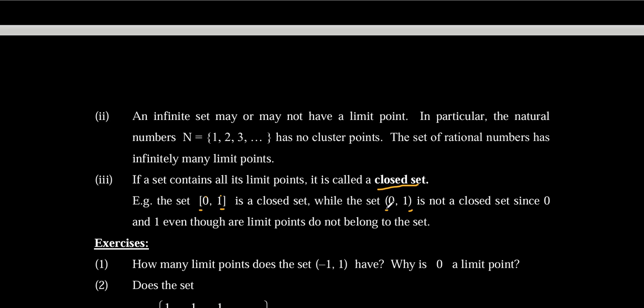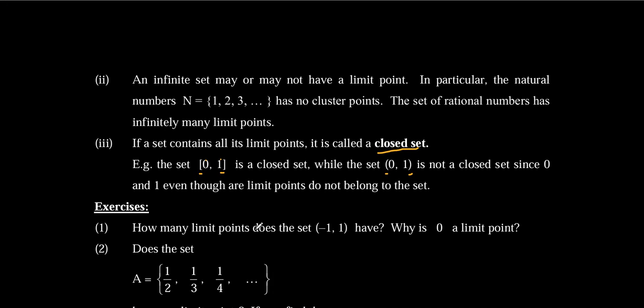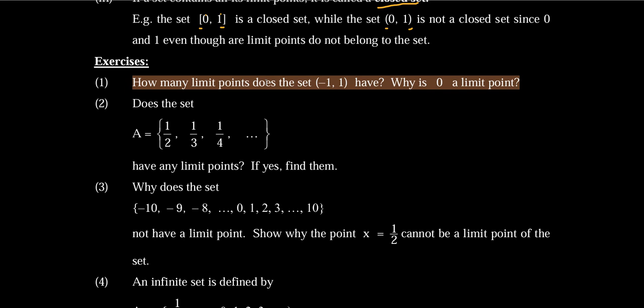So when you see something like it's not a closed set, this is a closed set because it contains all of its limit points. So for example, 1 is a limit point of the set, so can you say 0, right? Now another question arises: how many limit points does the set (-1, 1) have? Why is 0 a limit point, right? Now this is pretty simple. How many limit points does it have? Well, this set has infinitely many limit points, right?